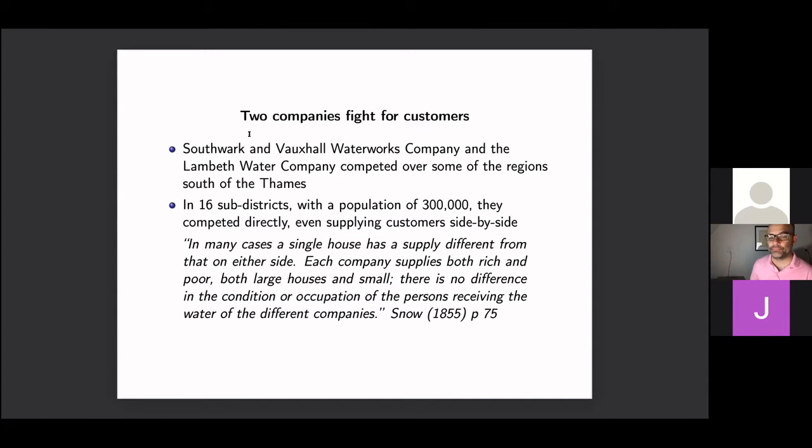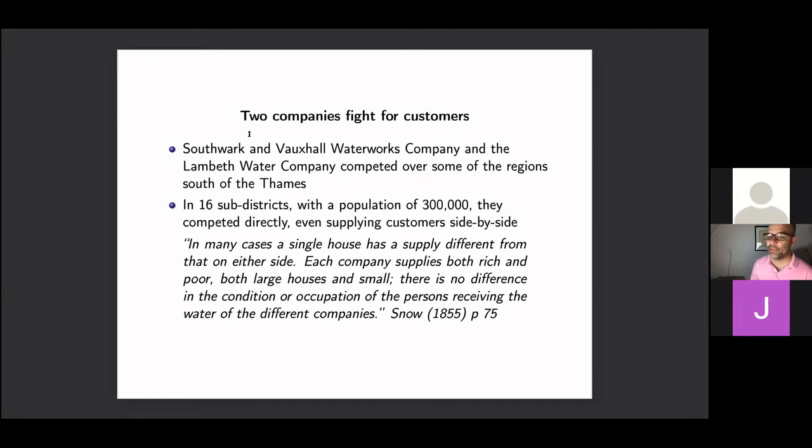And there was a part of the city that was serviced by two companies, one called Suffolk and Vauxhall Waterworks Company, and the other one called Lambeth Water Company. They competed over some of the regions south of the Thames River. There were 16 sub-districts with a population of 300,000.